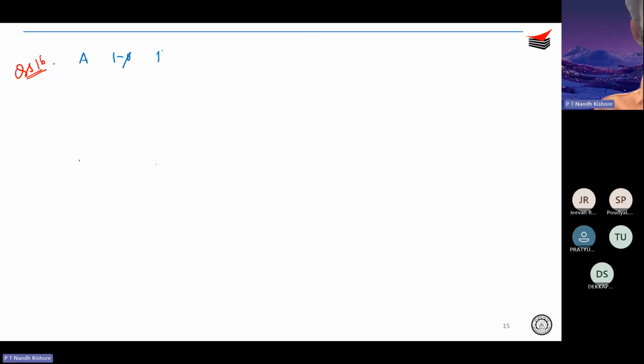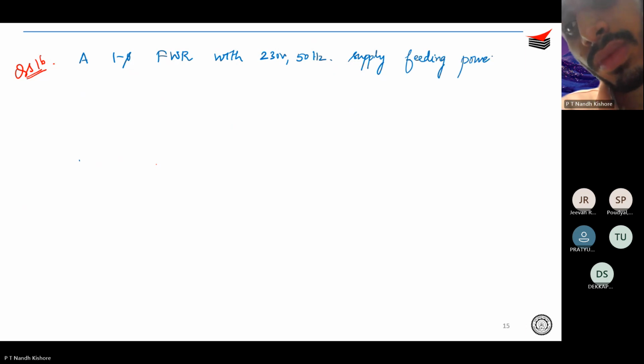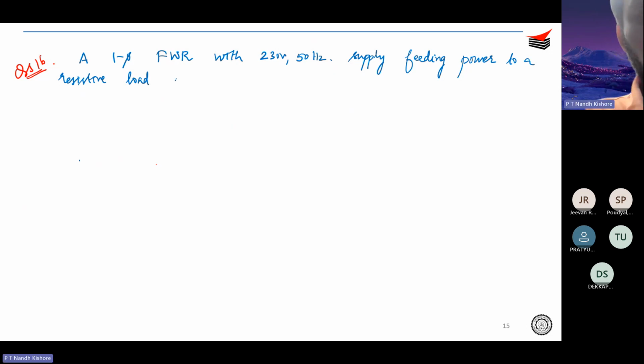A single phase full wave rectifier, I'm writing it as FWR, full wave rectifier with 230 volt, 50 hertz supply feeding power to a resistive load of 10 ohm.